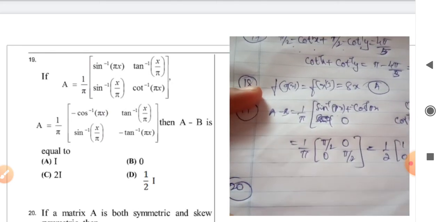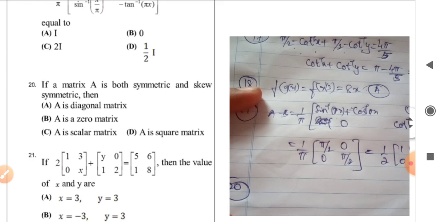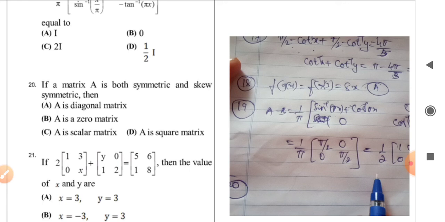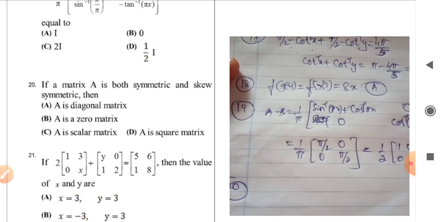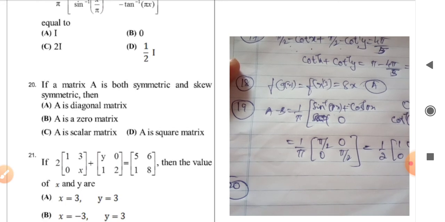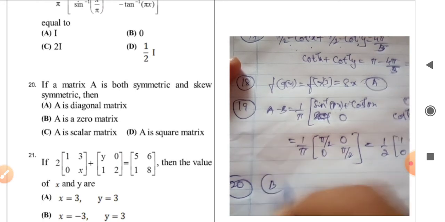Yes. Next we go for the 20th problem. The 20th problem is again a very simple problem. Some experts had queries regarding this question, but as per the KEA has announced the key answers, we can accept the answer. If a matrix A is both symmetric and skew symmetric, then what should the matrix be? It is not possible for all matrices, it is possible only for the zero matrix. Hence the answer is B, A is a zero matrix.